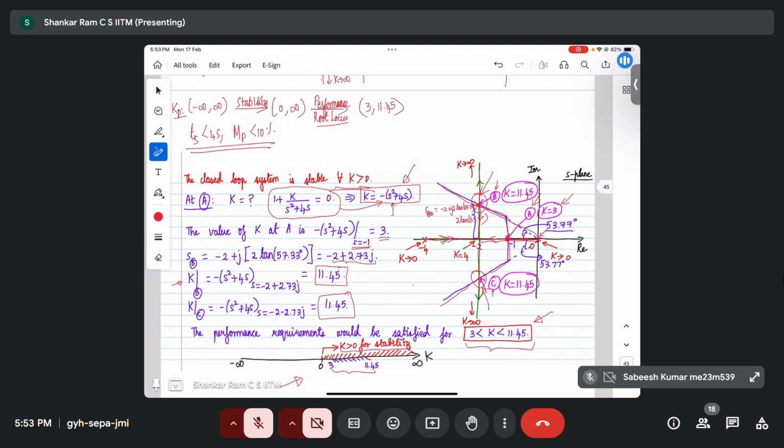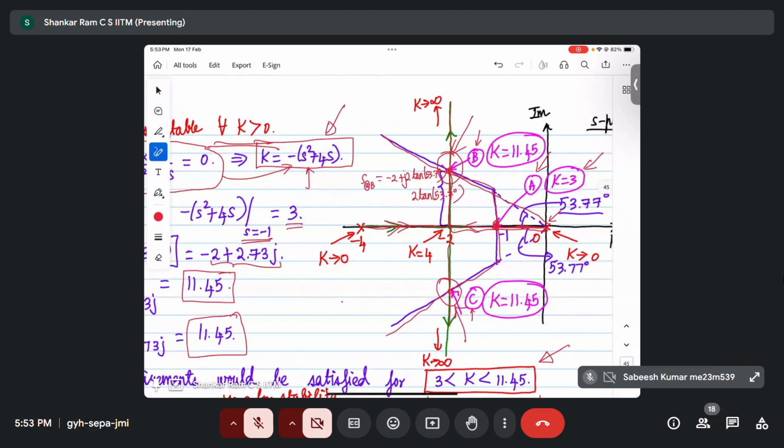Sir, here, if we see the root locus, whatever we have drawn in green arrows, one portion of the locus is -4 to -2. Yes. This portion is entirely inside the trapezoid. So how do we interpret that k from 0 to k equal to 4 lies within the stability as well as performance requirements?